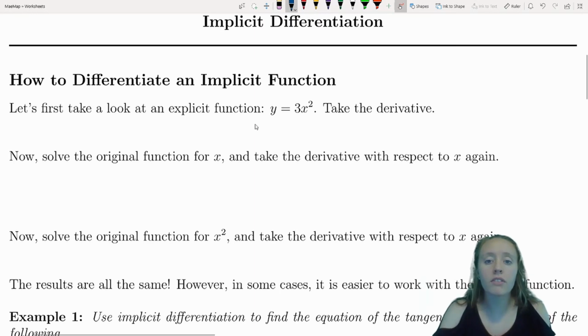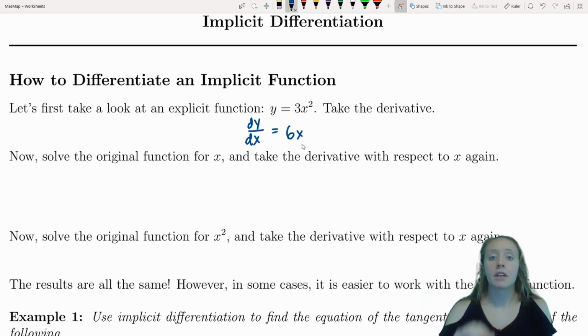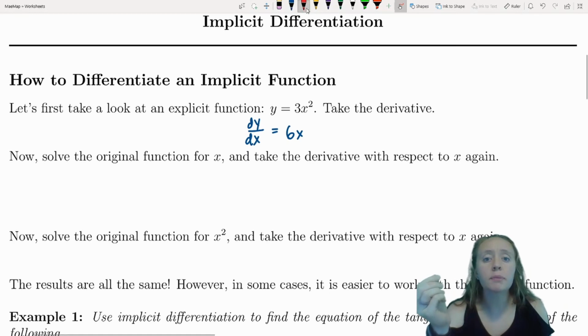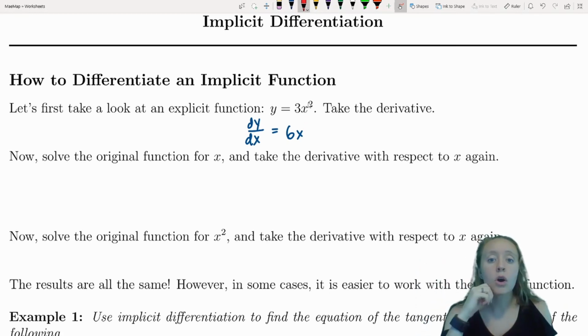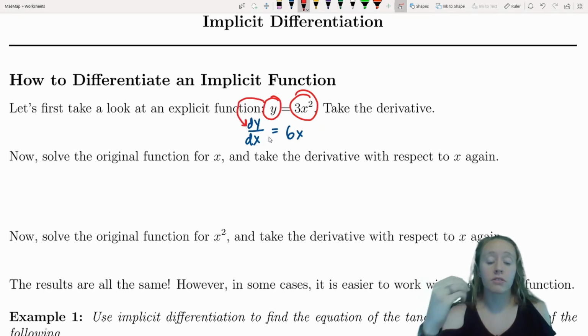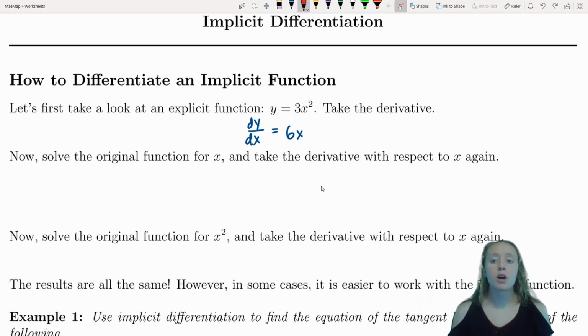Well, we know the derivative of y equals 3x squared is dy dx equals 6x. Now, something we might not have really talked about is that when we're taking the derivative with respect to x, d dx, we don't just take the derivative of one side of our equation, we're actually taking the derivative of both sides. The derivative of y with respect to x is that dy dx, and the derivative of that 3x squared was that 6x.